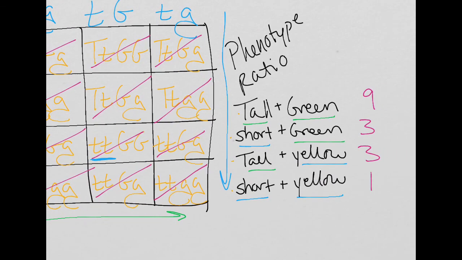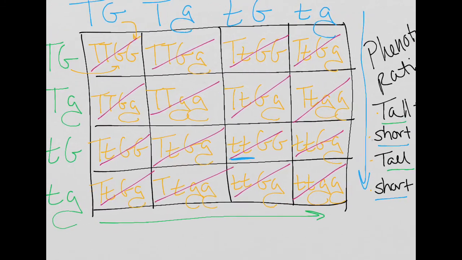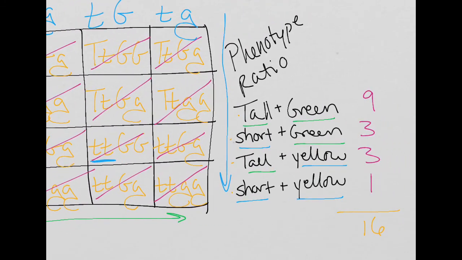And you'll notice if I add these up, 9 plus 3 plus 3 plus 1 gives me 16. And I know that I had 16 boxes in my 4 by 4 Punnett square, so I know I've counted everything. And you'll find that in a true dihybrid cross, when you're crossing 2 individuals that are both heterozygous for both traits, you will always get this phenotypic ratio, 9 to 3 to 3 to 1.